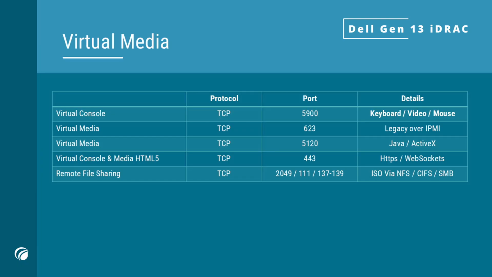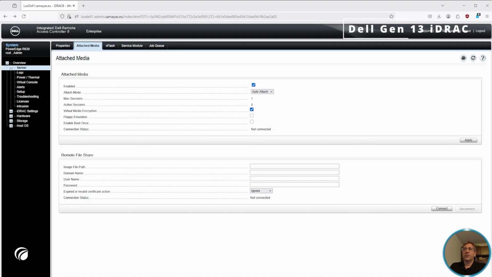And then for some kind of media sharing, if you would be using ISOs via NFS or CIFS or SMB, then you might be using port 2049, port 111 and port 137 to 139. So even though this is an older server, I guess nowadays you'll just connect over HTTPS and you'll be using port 443. And then we also have the option auto attach.